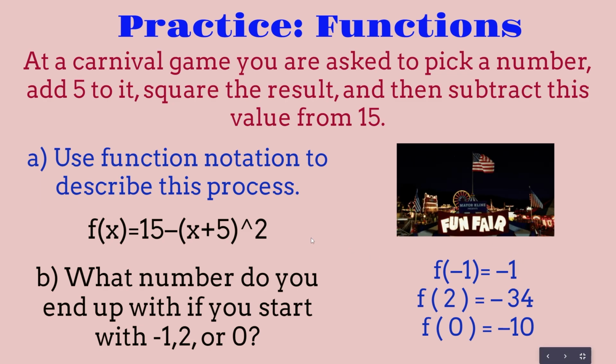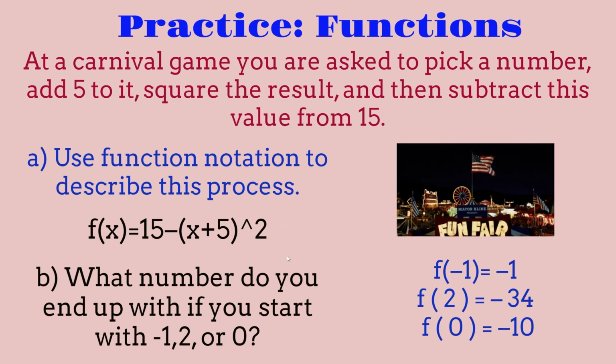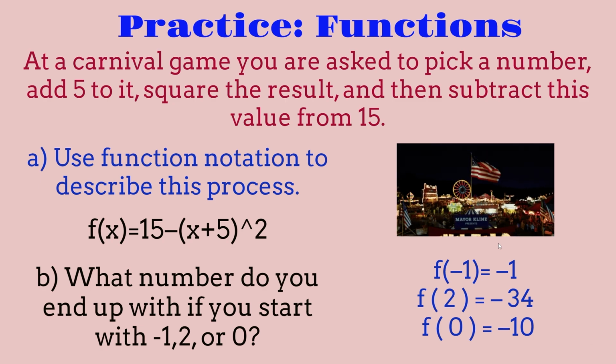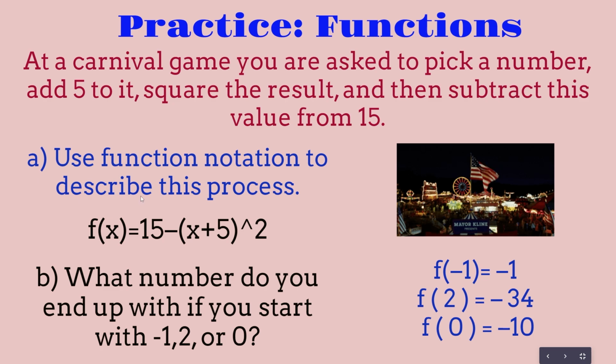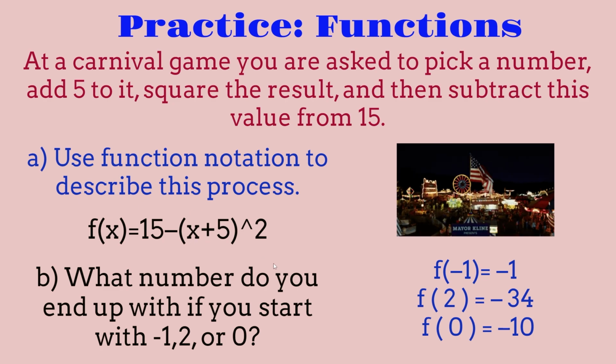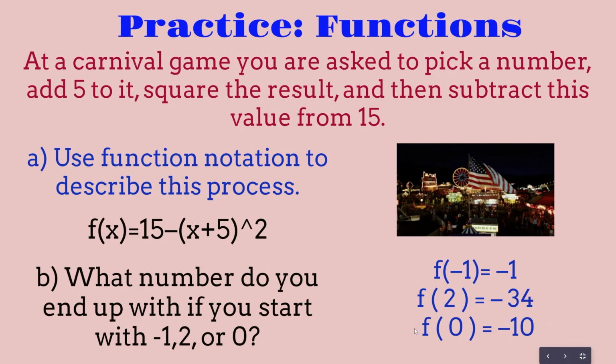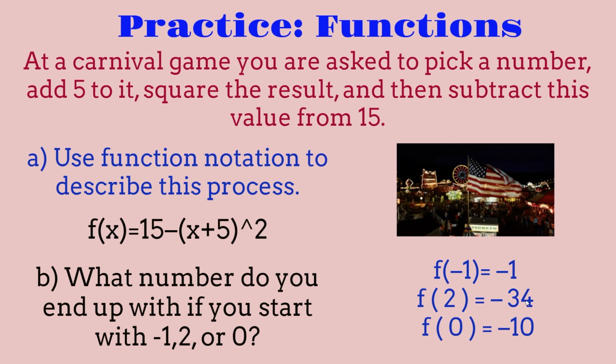So when x is equal to minus 1, the answer we get is also minus 1. Now if we replace x with 2 instead, 2 plus 5 is 7, then square that is equal to 49. If we do 15 minus 49, then we get f of 2 is equal to negative 34. That's for the second one. And for the final one, if we replace x with 0, 0 plus 5 is equal to 5, square that, which is 25, and 15 minus 25 is equal to minus 10. So that's where we get this minus 10 from. This is the first practice question for functions.